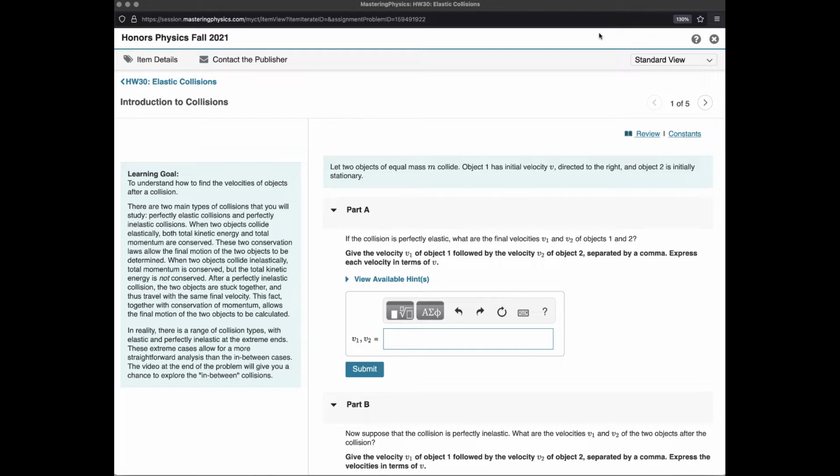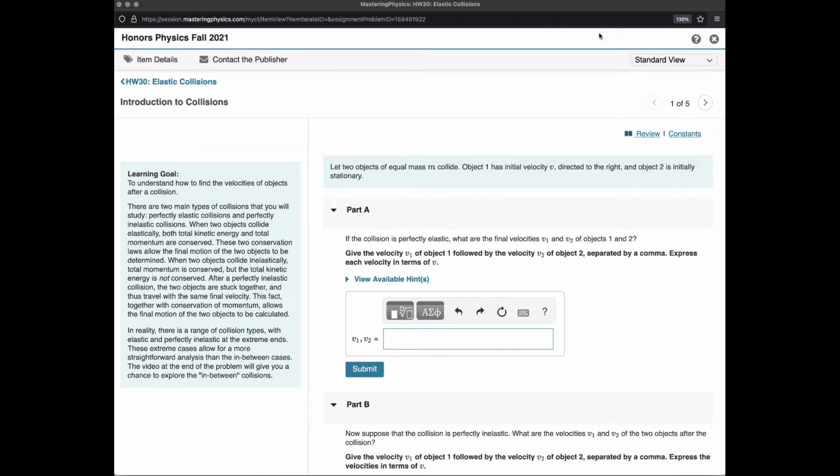So this first problem on the assignment gives me a couple of different looks at elastic collisions. I have two objects, they have equal masses. Now there's a bit of a special thing about objects that have equal masses that collide elastically. It turns out, and you can solve this to prove it for yourself, that they exchange velocities when they have equal masses. Later on in this particular item 1 on homework 30, they'll change the masses up. But for the moment, they have equal masses and they collide elastically.